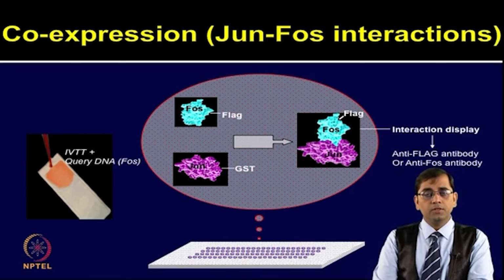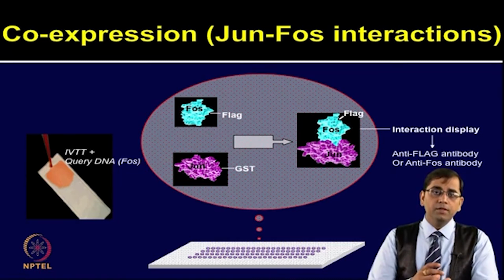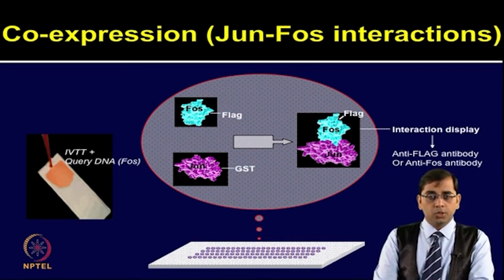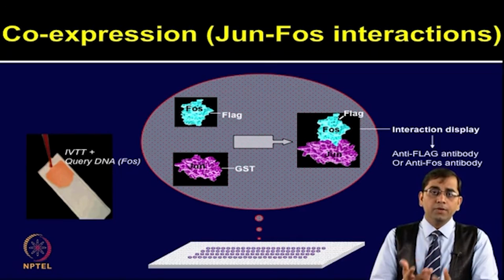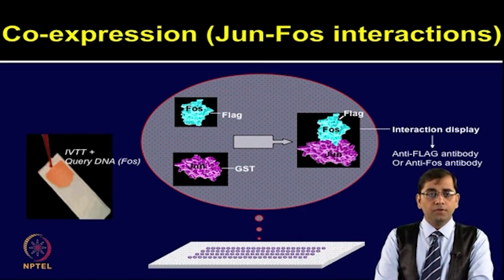Let us talk about the co-expression experiment. It means the query protein along with the arrayed proteins were expressed by using a cell-free expression system, so that there was no need to purify the query protein also. When the protein interaction has to be performed, you can take the cDNA of FOS protein, for example, mix it in rabbit reticulocyte lysate along with other in vitro transcription translation machinery.